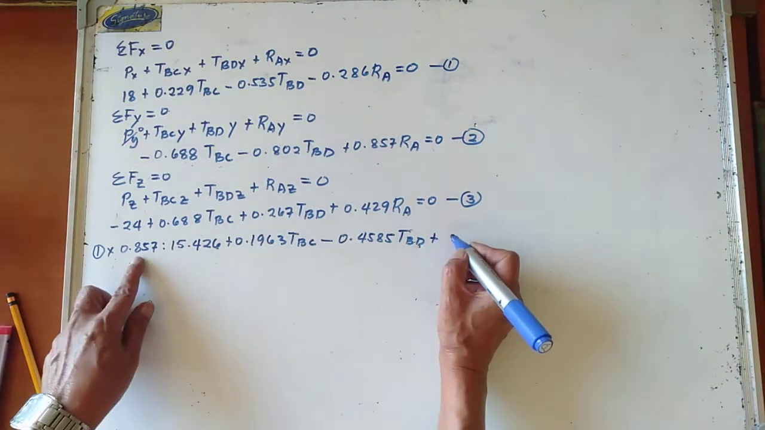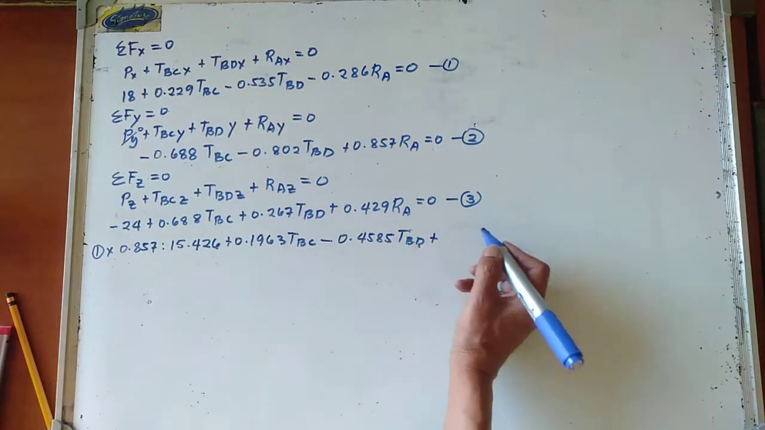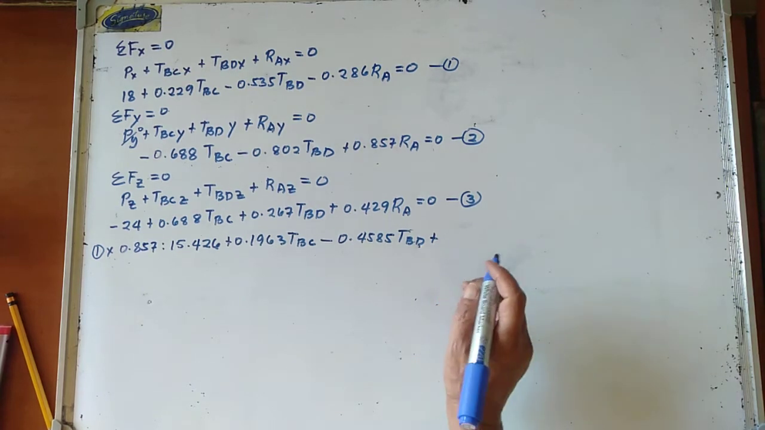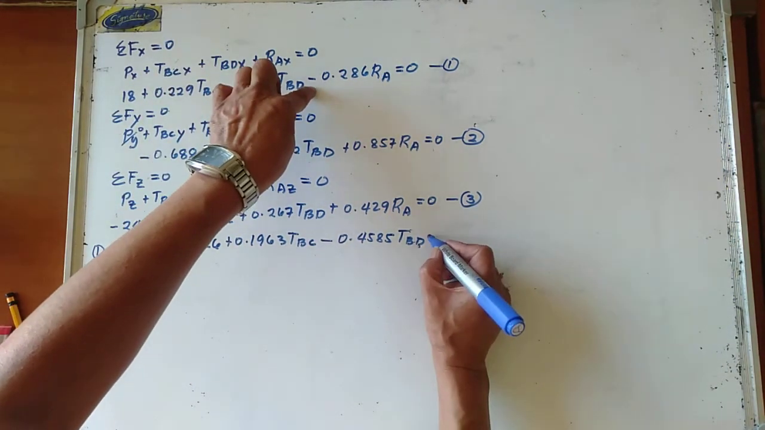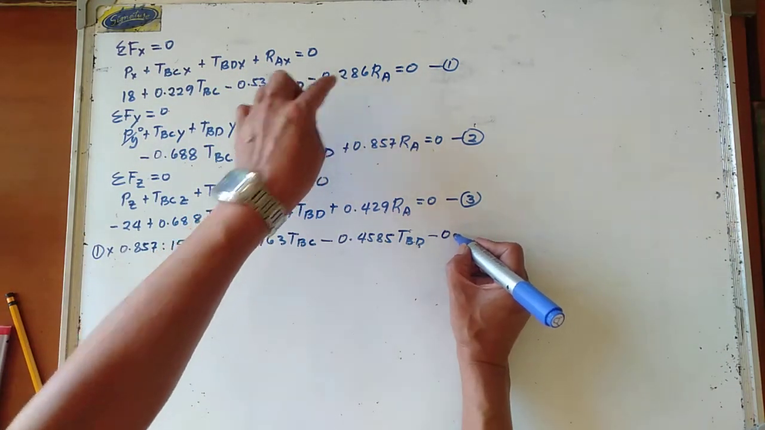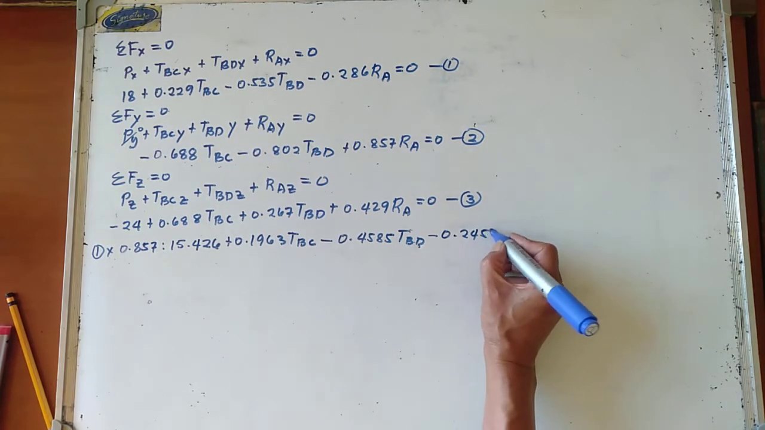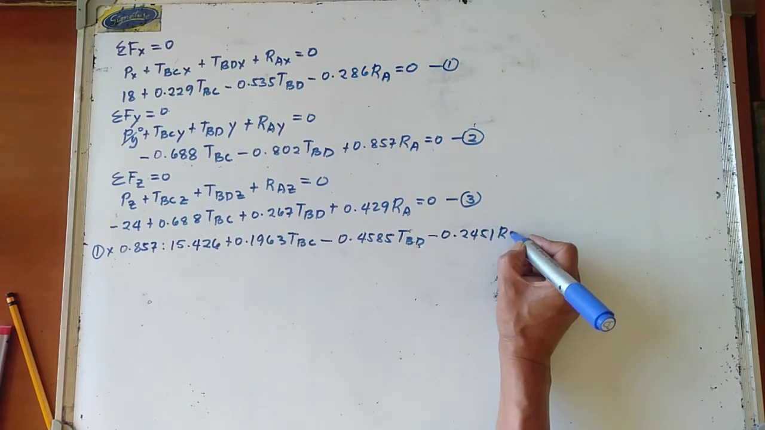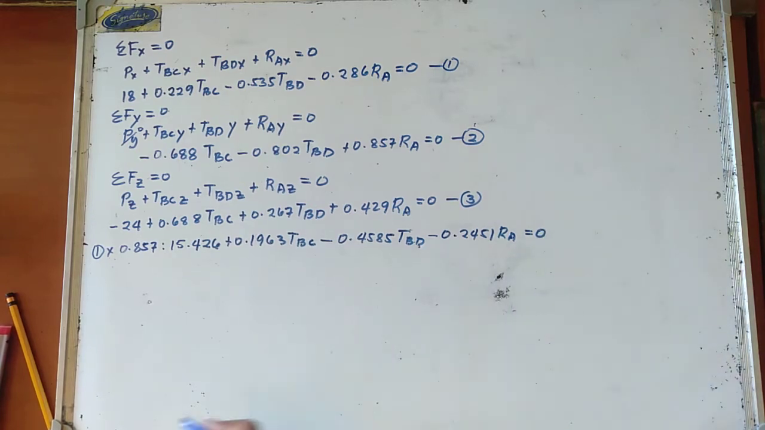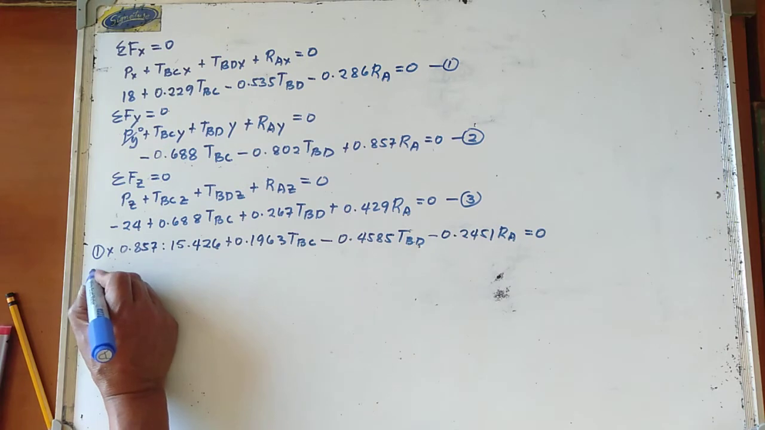And then plus 0.857 by 0.286. So it is equal to minus 0.857 by this minus 0.2451 RA. And this one is equal to 0. So we have equation number 2.